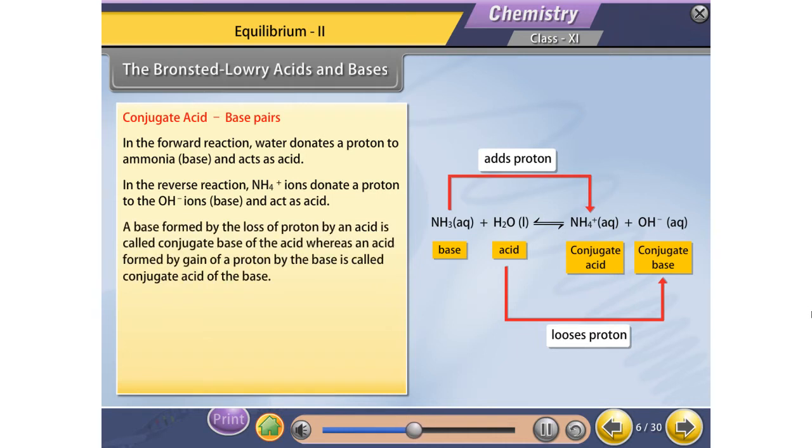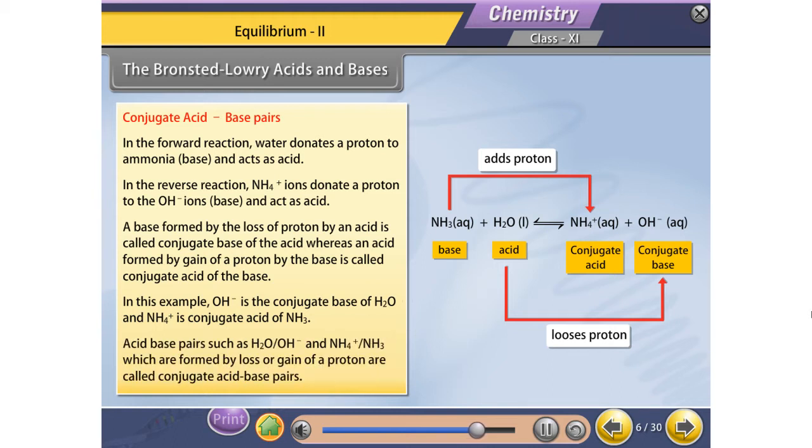A base formed by the loss of a proton by an acid is called the conjugate base of the acid, whereas an acid formed by gain of a proton by the base is called the conjugate acid of the base. In this example, OH- is the conjugate base of H2O and NH4+ is the conjugate acid of NH3. Acid-base pairs such as H2O, OH- and NH4+, NH3, which are formed by loss or gain of a proton, are called conjugate acid-base pairs.